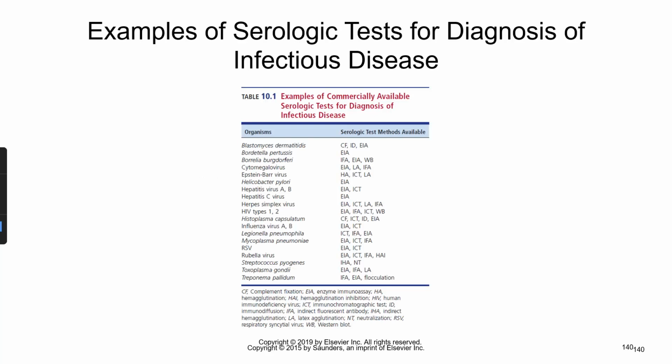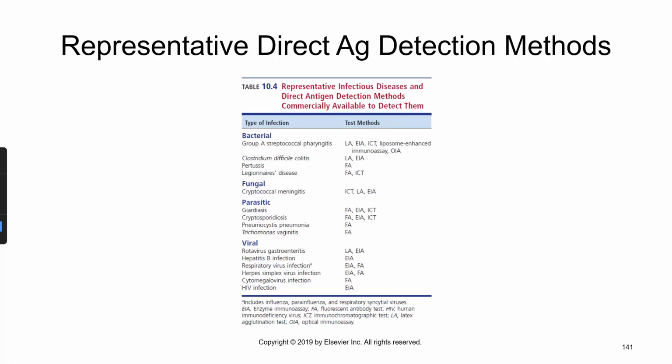But this is just examples of serological tests for diagnosis of infectious diseases. You can see the test type and what diseases are detected by that test type. And here's just another arrangement of different types of tests and how they're detected. So if you're curious, you're welcome to take a look at these two tables. You will not be tested on these two tables in this course.